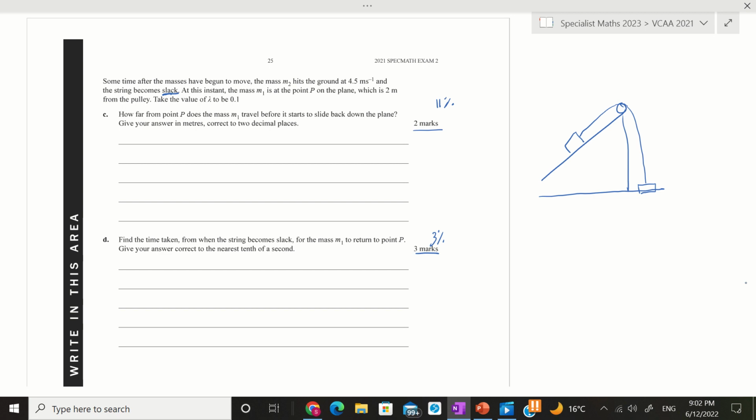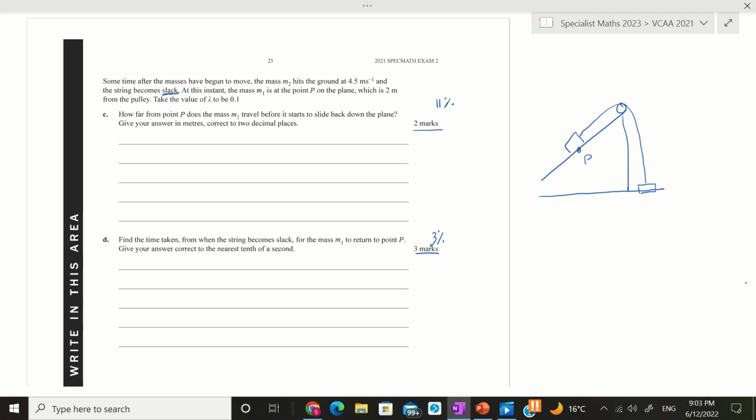Hence, there's no force really that's pulling this mass up the plane. So this mass is sort of stuck there, right? That's what happens when the string becomes slack. At this point, we're told that M1 is at the point P on the plane, so I'll just label this as point P.